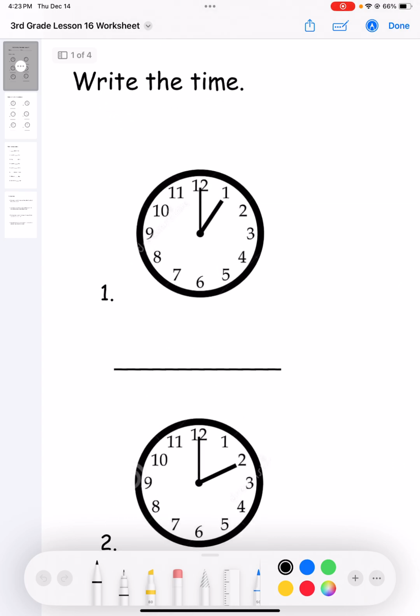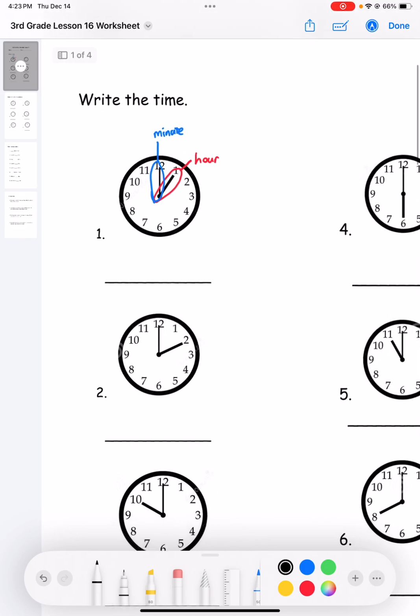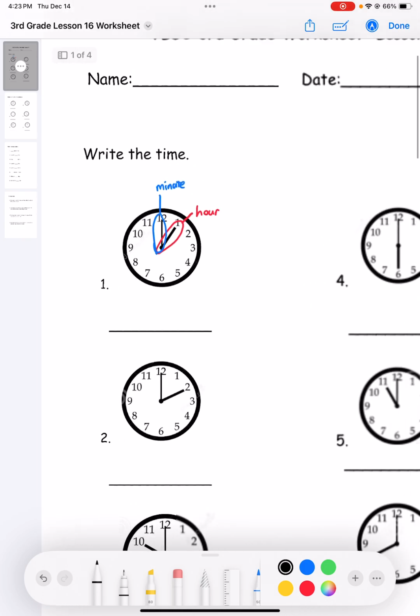So number 1, this is the shorthand. Okay, let's do color red. This is the shorthand, and then this is the longhand. So that's how you know that the shorthand will be the hours, and the longer hand, which is circled in blue, is the minute hand. So let's look at number 2, since we covered this one with our marks.